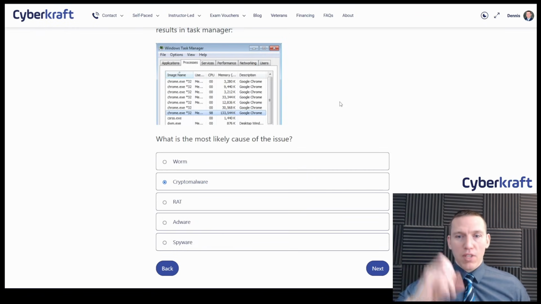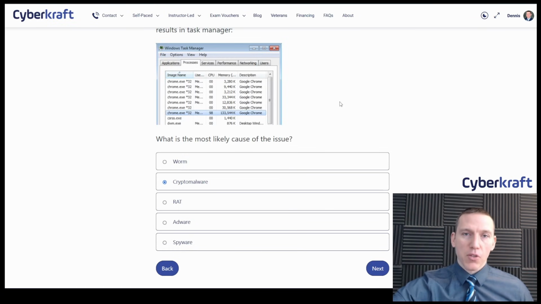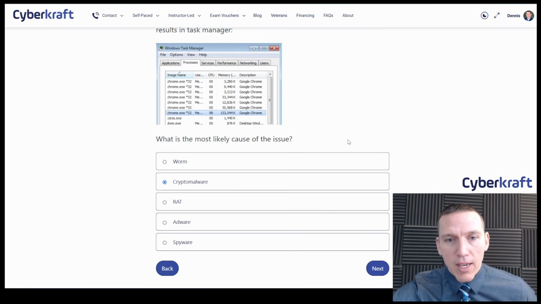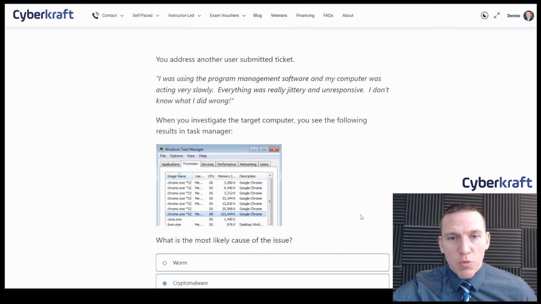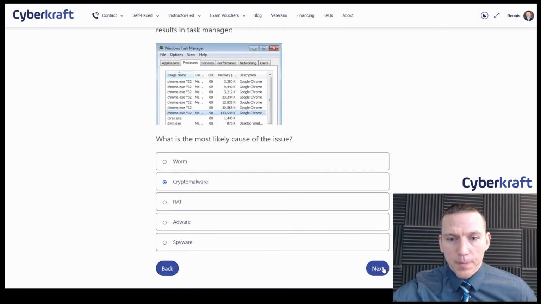Crypto malware uses CPU cycles, uses GPU cycles to mine cryptocurrency. And I think I just mentioned that in the previous case there. So crypto malware, I think it's probably what we're going for here.